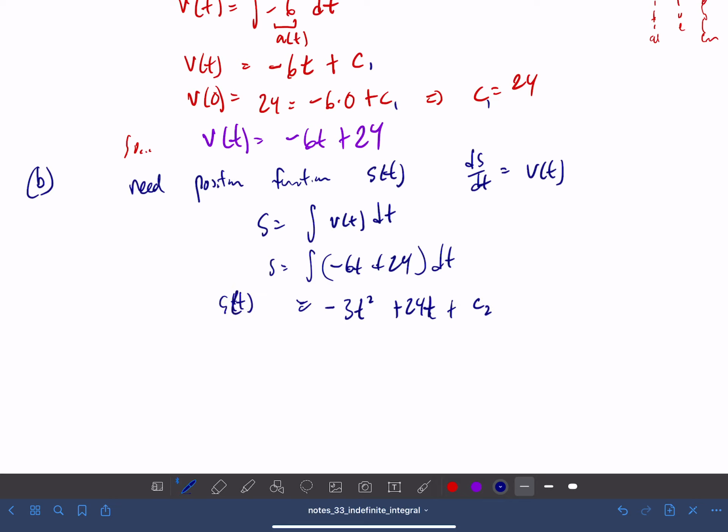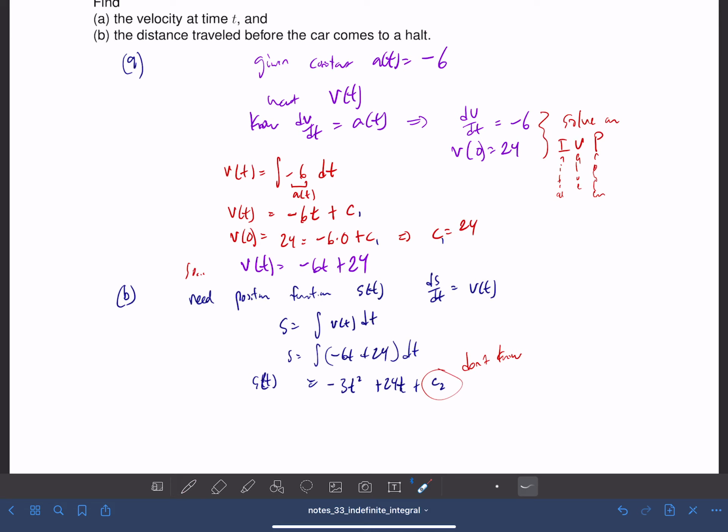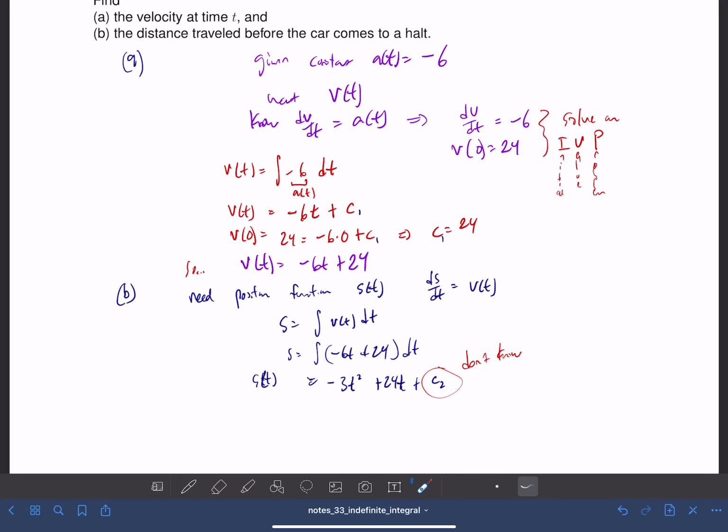That's s of t. Now we're going to think about what we want here, because I have the position function, but I don't know this c2. I want the distance traveled before the car comes to a halt. So I need to know, when does the car come to a halt?